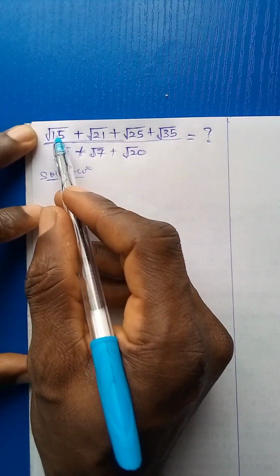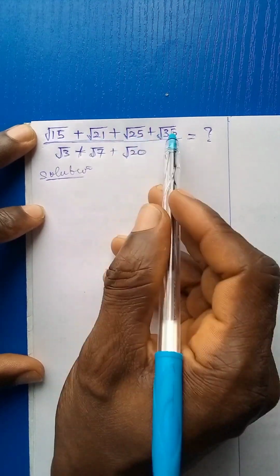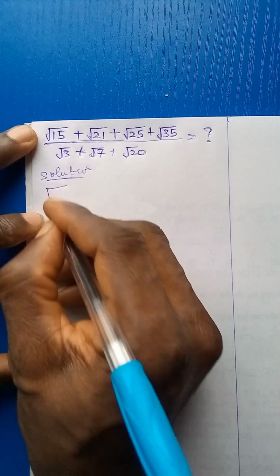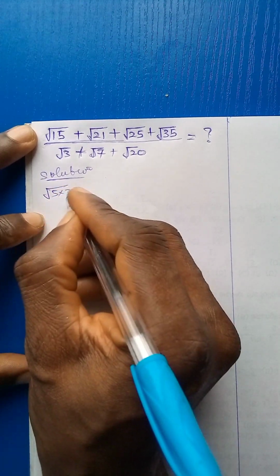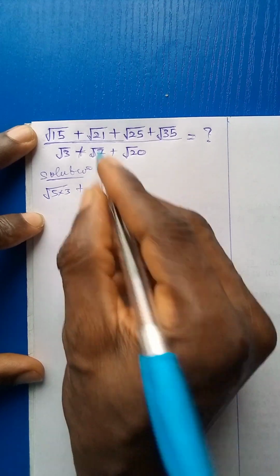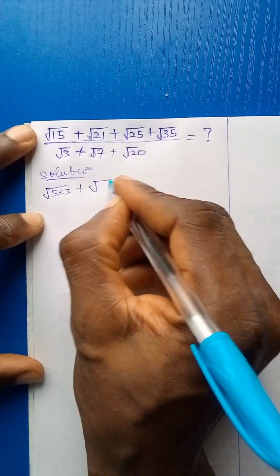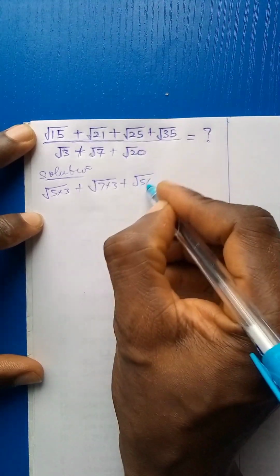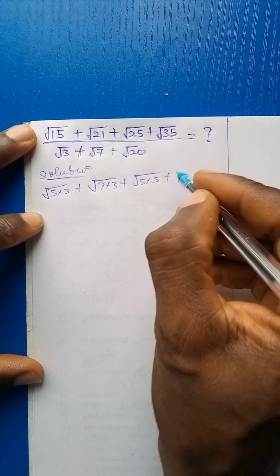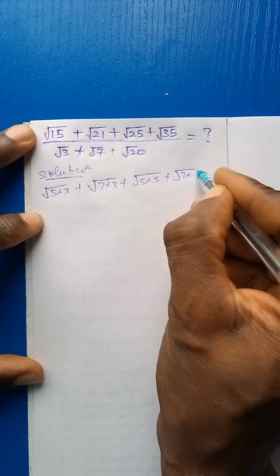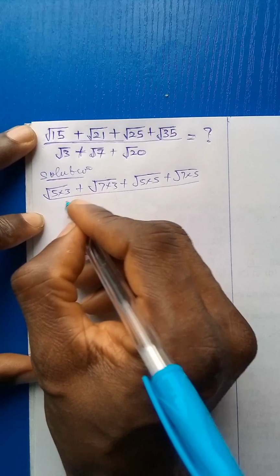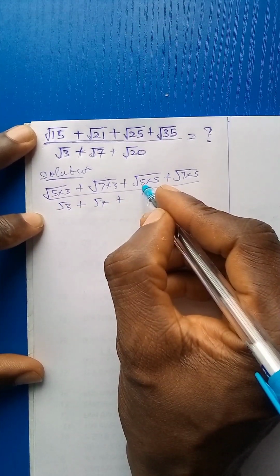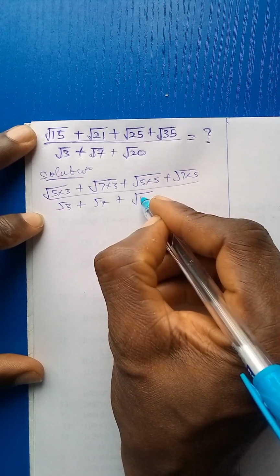Then I'm going to split the numbers in the roots into their basic forms. For example, root 15 can be written as root 5 times 3, and root 21 can be written as root 7 times 3. Then root 25 is root 5 times 5, and root 35 is root 7 times 5, all over root 3 plus root 7 plus root 20, which is root 4 times 5.